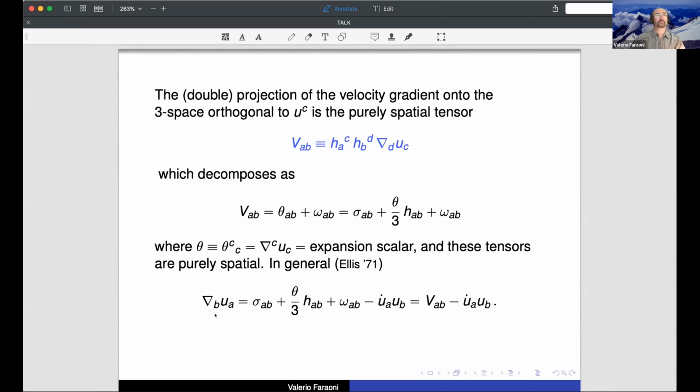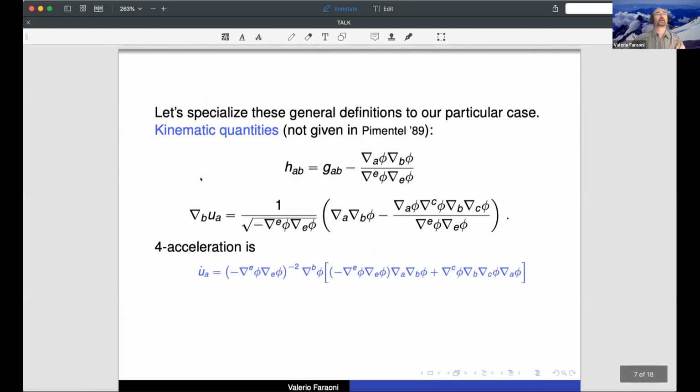The gradient of the four-acceleration is the special tensor V_ab that I told you before, plus a correction term which is proportional to the velocity and the acceleration, and the velocity takes you outside of the three-space seen by these observers. There was an old paper by Pimentel in 1989 that was computing the effective fluid description of this scalar-tensor gravity, but it was not giving the kinematic quantities, and there was also a sign error. Anyway, these are the quantities.